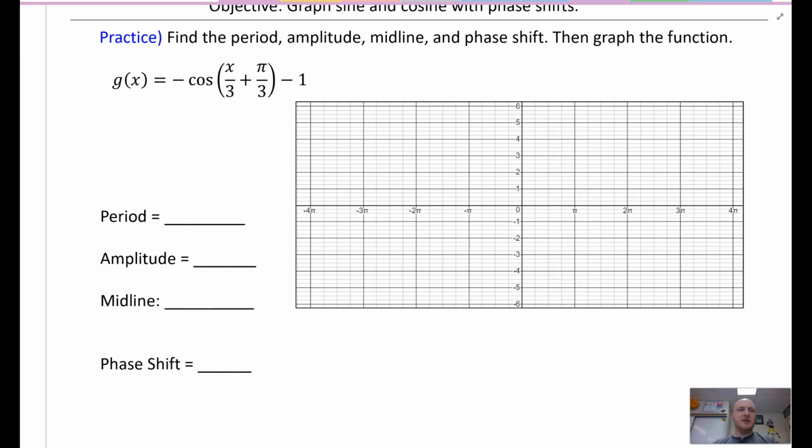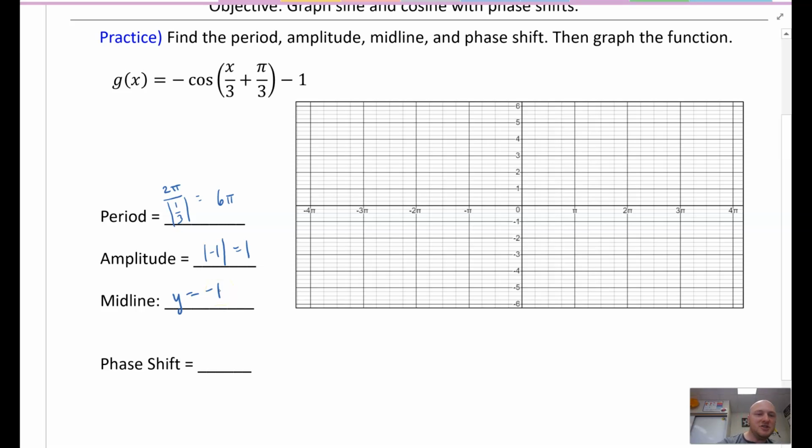All right, hopefully you paused the video. Here our period is 2 pi divided by 1/3. So that would be 6 pi, a period of 6 pi. Whoa, very, very big. The amplitude, absolute value of negative 1, which is 1. Our midline, y is equal to k, which is negative 1.